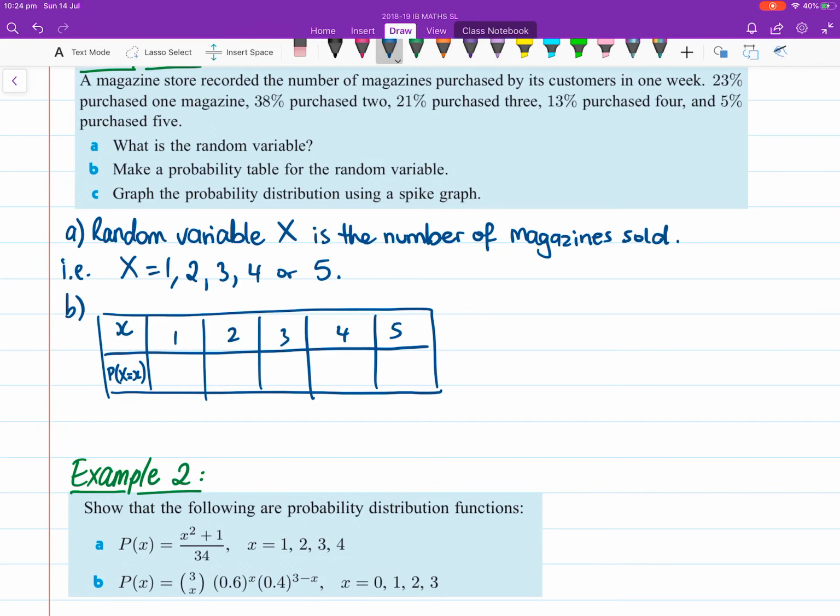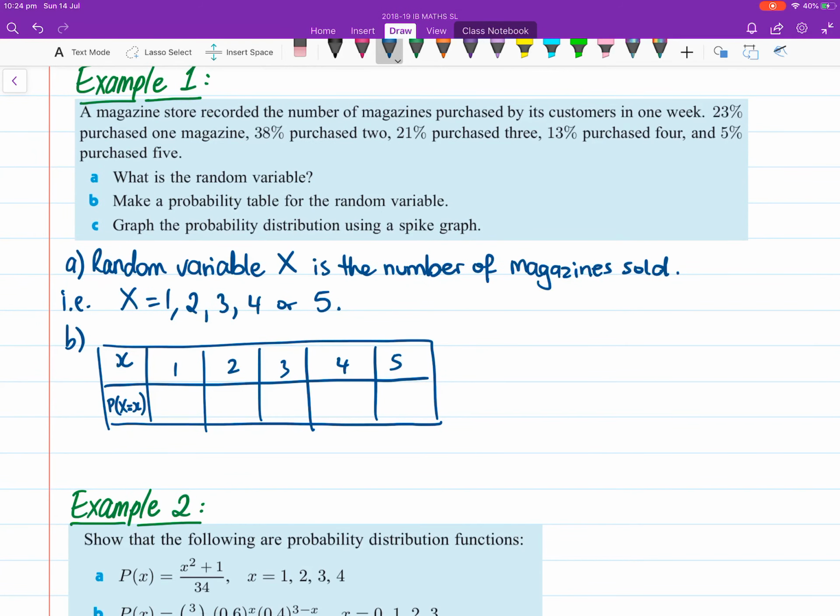Sorry, that's a bit small there. But for 1, what was it? 23%. So you could do it as a fraction, or you could do it as a decimal. I might write it in decimal, might be easier for me to write in. 23%, 38, so 0.38. 3 was 21%, so 0.21. 13%, 0.13, and then 5%, 0.05. Okay, there's your probability table for the random variable.